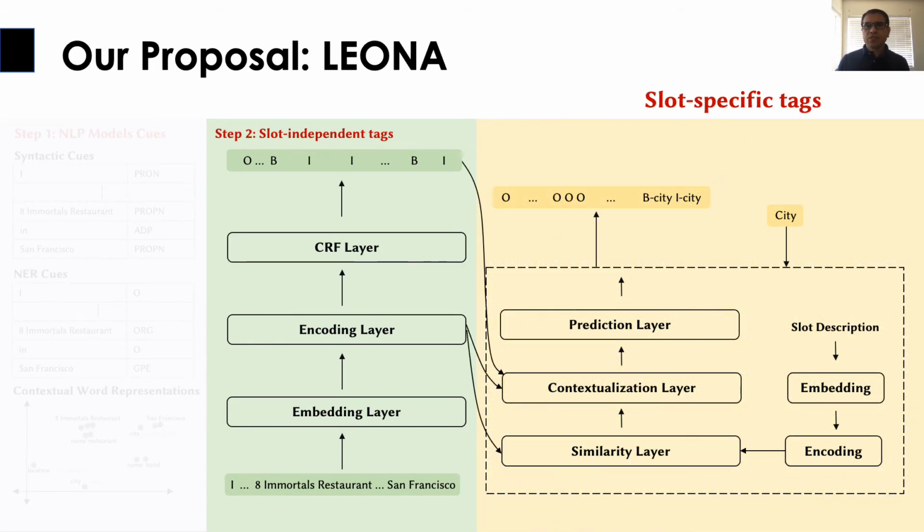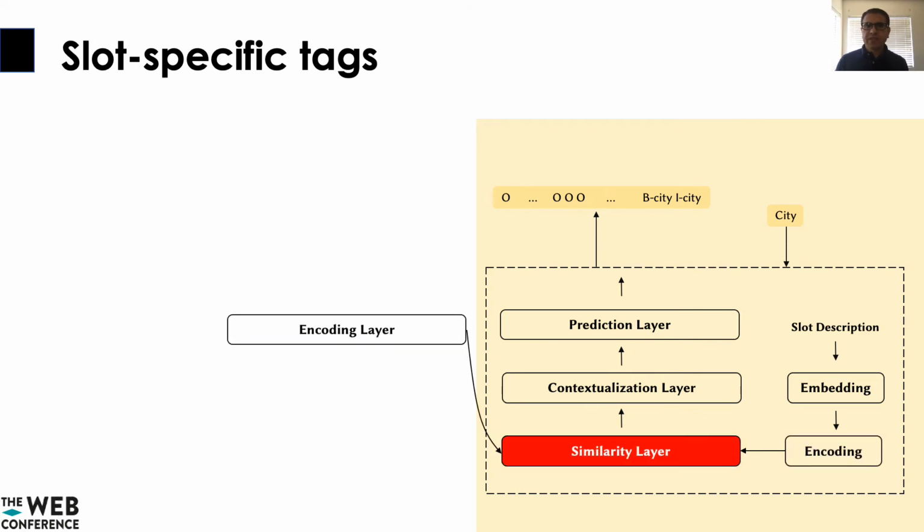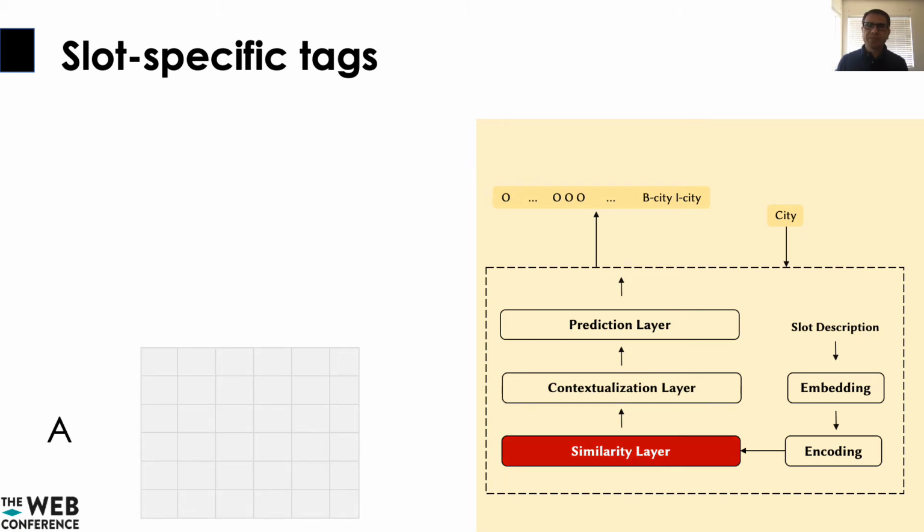Step 3 uses slot-independent tags and utterance-encoded representations to predict slot-specific tags. Specifically, we use utterance and slot encodings to compute a similarity matrix, A, that captures similarity between utterance words and slot. Cell JK in matrix A is computed using this equation. Now let us parse this equation.